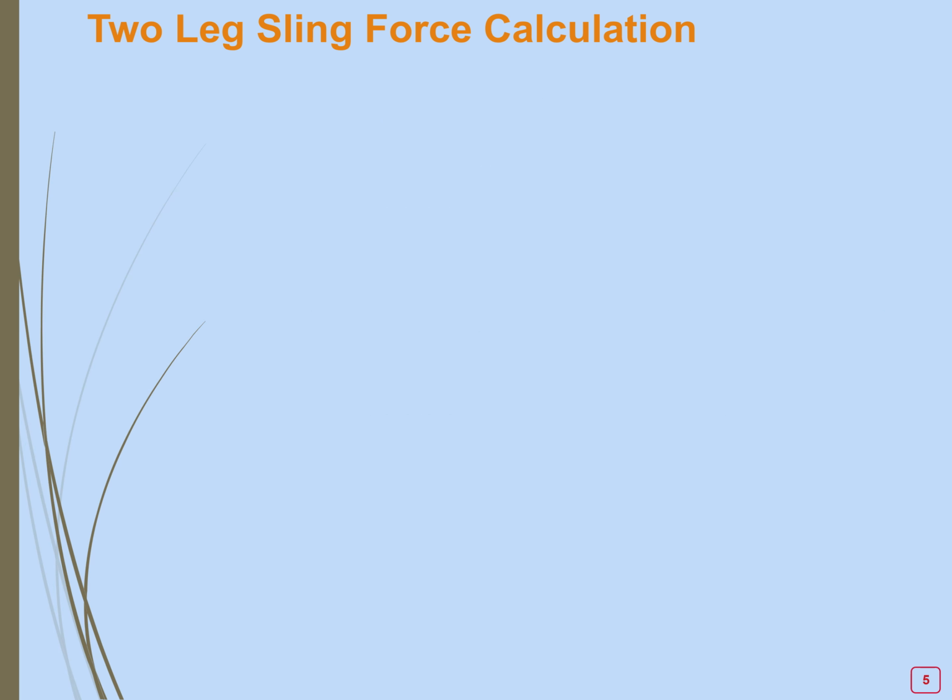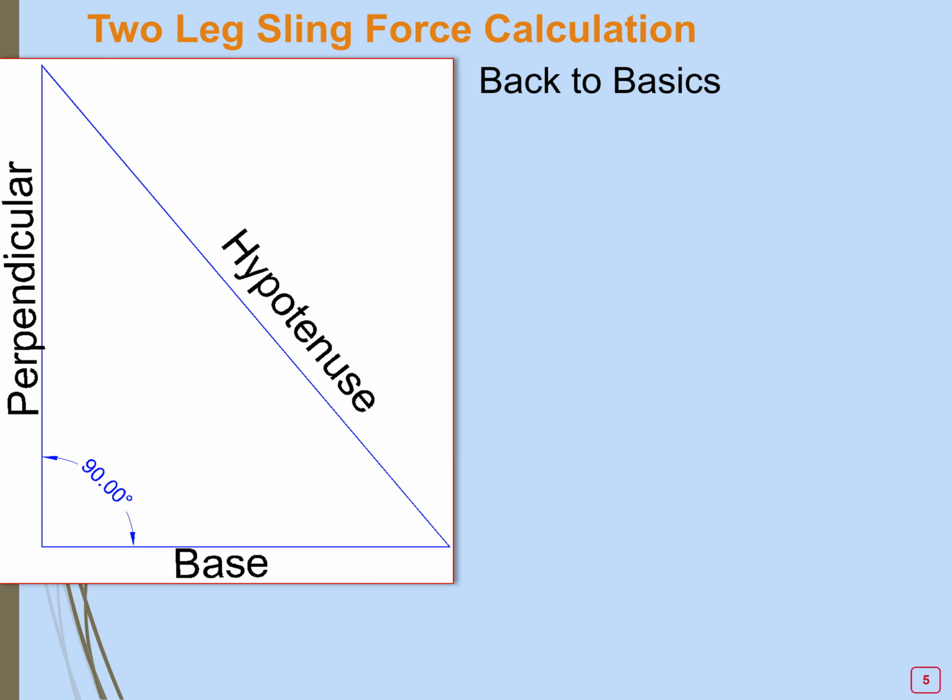Let's get back to basics. So this is a right angle triangle. We have this base, then we have the hypotenuse, and we have the perpendicular. Why do we call it a right angle triangle? Because one of the angles is a 90-degree angle.